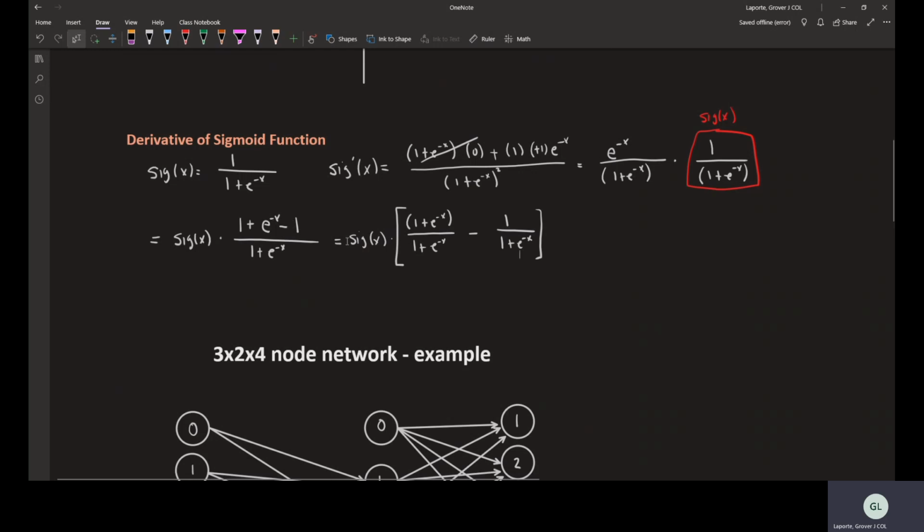We've taken this and we've broken it up into this. And the reason why we did it was so that we can notice, obviously this piece is pretty straightforward. This is obviously equal to 1, so that's a good thing. And then this piece, again, is equal to our original function, sig x. So what we're saying, and what we're going to need in our next class, is that the derivative of sig x is simply equal to sig x times 1 minus sig x.